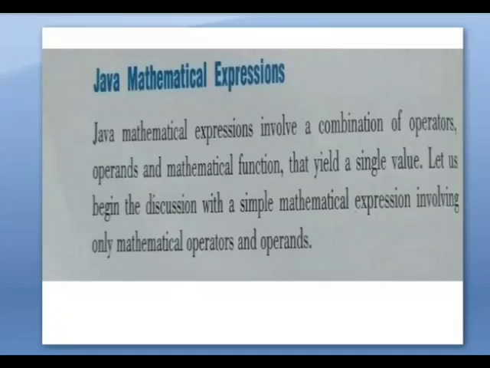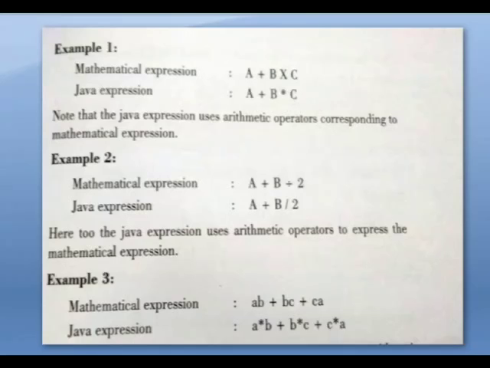The first example is the mathematical expression a plus b into c. So in Java we will write (a + b) * c, using the asterisk mark for multiplication. The next example mathematical expression is a plus b divided by 2. For division you have to use the slash, so the Java expression is (a + b) / 2.